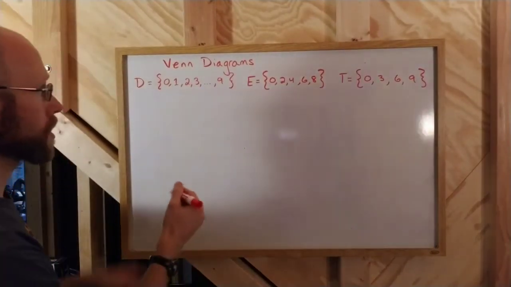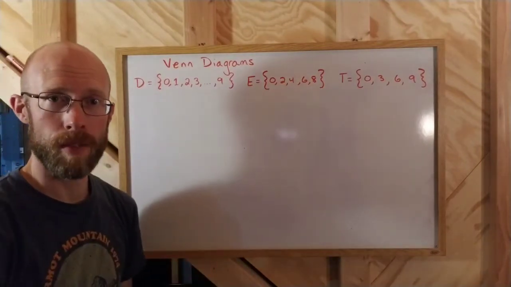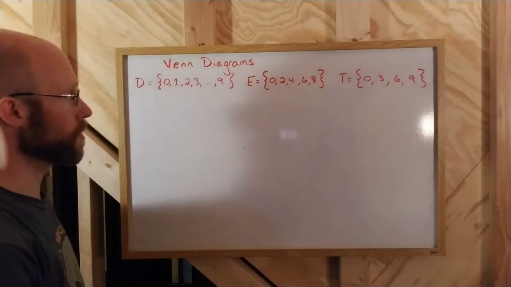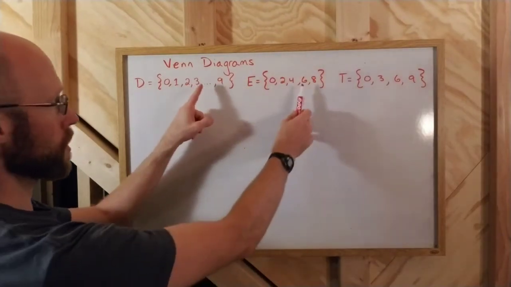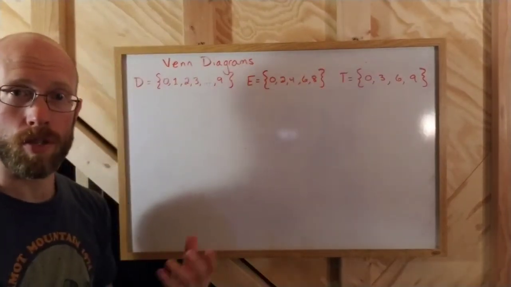So if you'll notice, the element 0 happens to fall in all three of them. There's another element that falls in all three of them, that's the element 6. 6 falls in all three of them as well, so 0 and 6.